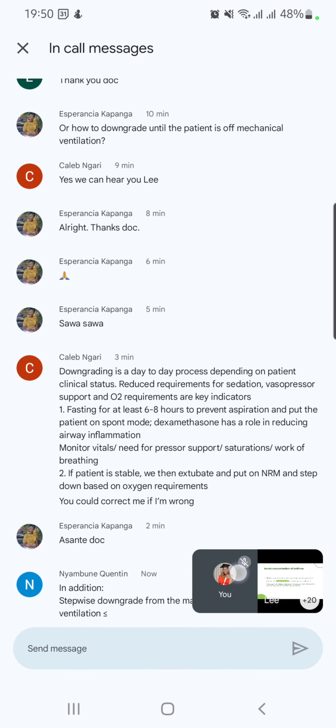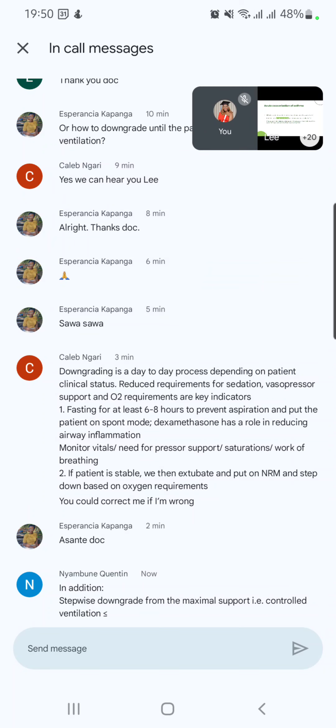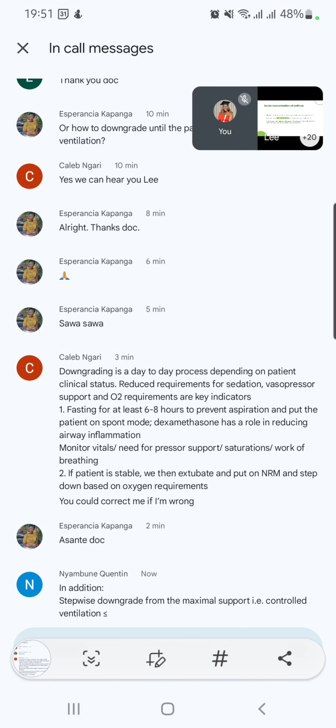But there are not too many randomized control trials for these medications, and some adverse effects have been shown.